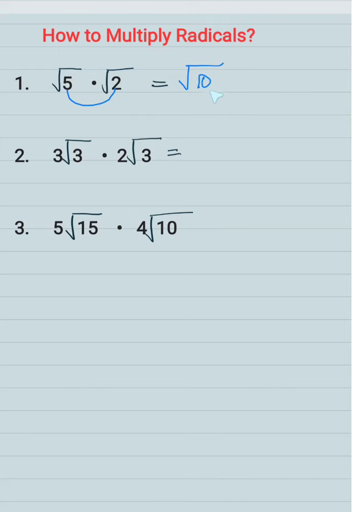Then check if you can simplify this. But this is already in simplest form. So this is the final answer, square root of 10.